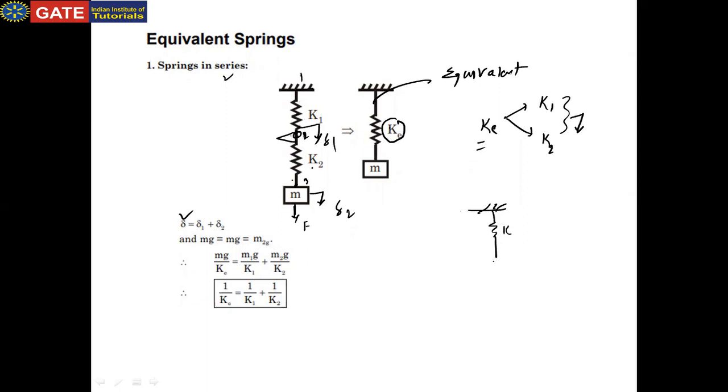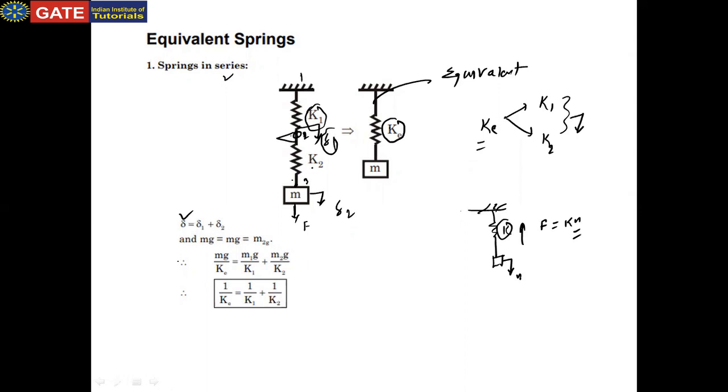And this spring is K, and here deformation is X. So what is the restoring force? It will be F is equal to K into X, I mean spring stiffness into deformation. So for this, spring stiffness is K1 and delta 1 is the deformation. So you can write that value.